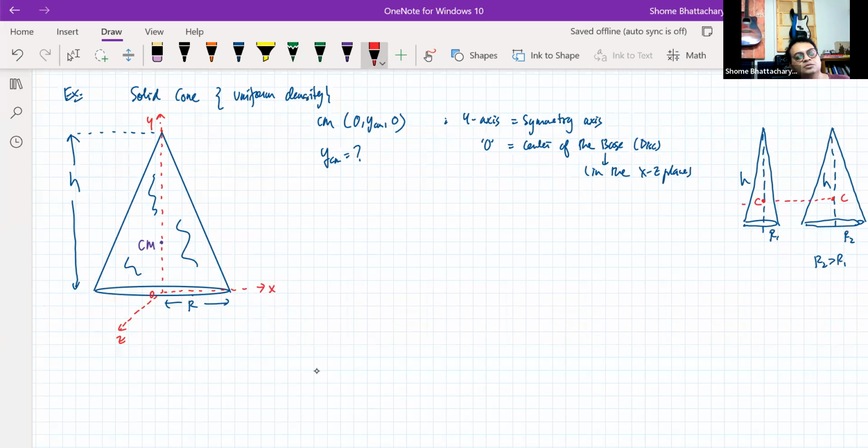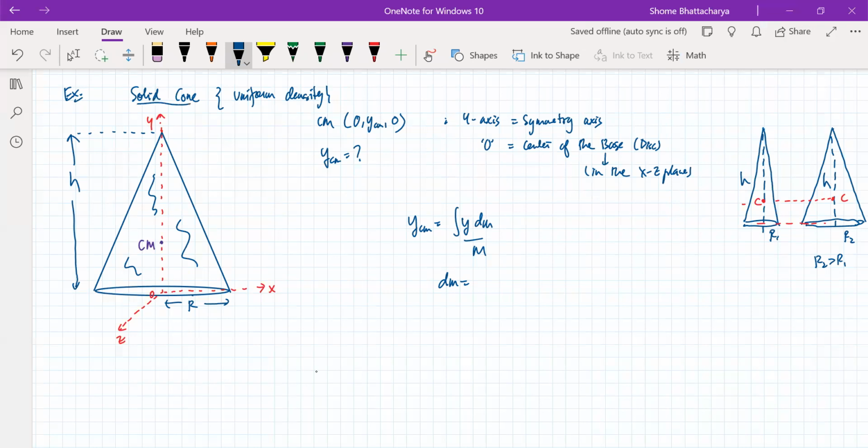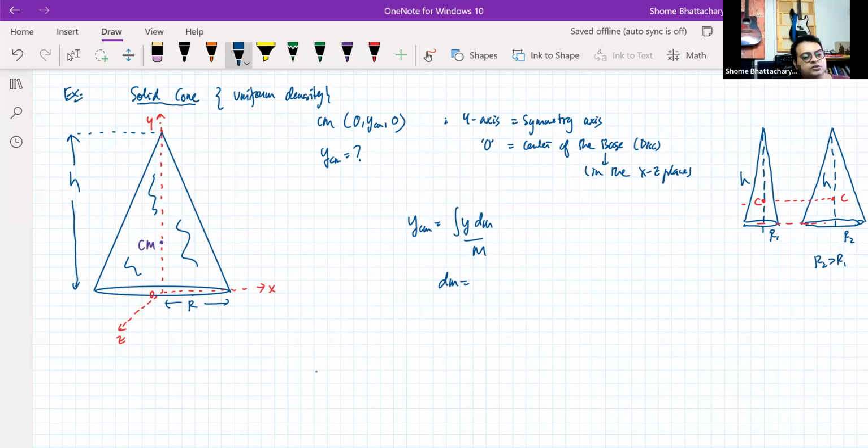So this doesn't seem so obvious, at least not to me. But anyway, the calculation will show us that. Okay, so we'll find the y coordinate of the center of mass by using this formula again. But this time, what kind of element should be dm? So like multiple circular discs. But first of all, it should be a volume element because it's a volume distribution.